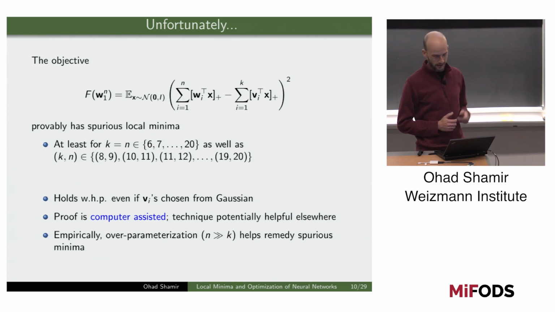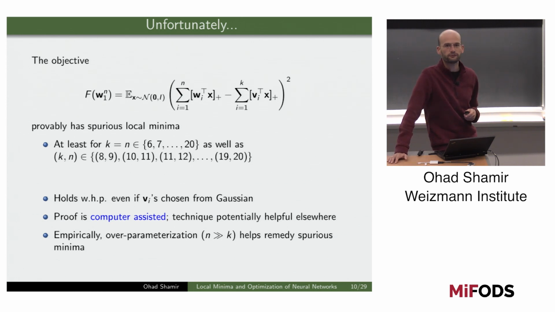What might be a little bit unusual about this result is that it's not really a standard mathematical proof. It's a computer-assisted proof with a technique which could potentially be helpful to analyze other non-convex optimization problems. So this is the bad part, but the good part is, as we'll see later, that empirically, if we add some over-parameterization, we allow n to be larger than k, that seems to help very dramatically in terms of removing at least most of these spurious local minima.